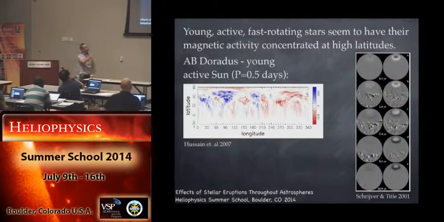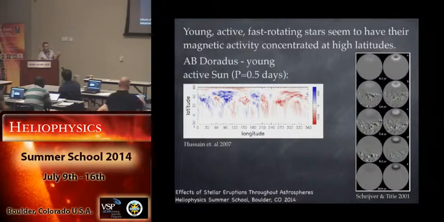This is actually a simulation that CAR did with Alan Teitel in 2001, where they embedded flux emergence for this kind of fast-rotating stars, and they help to explain why this activity is concentrated at high latitudes. So that's what I'm showing here. This is not a real observation.